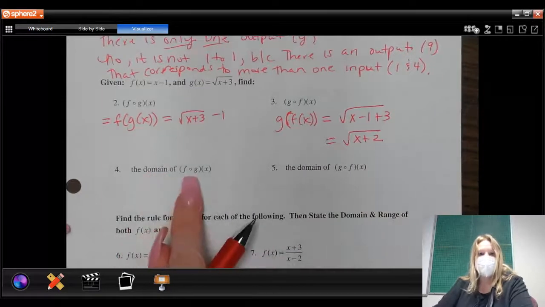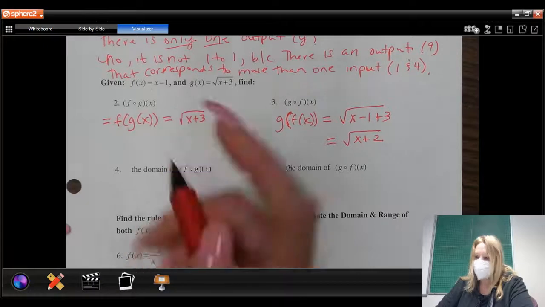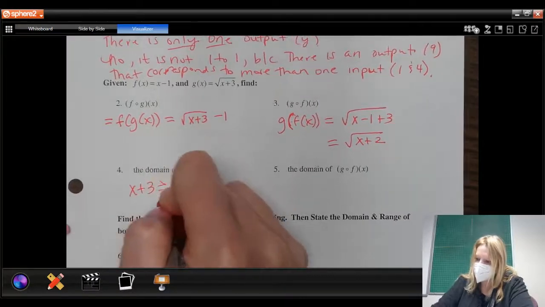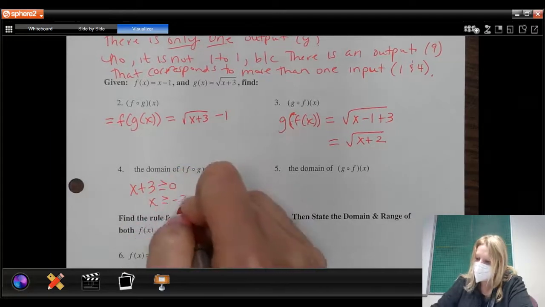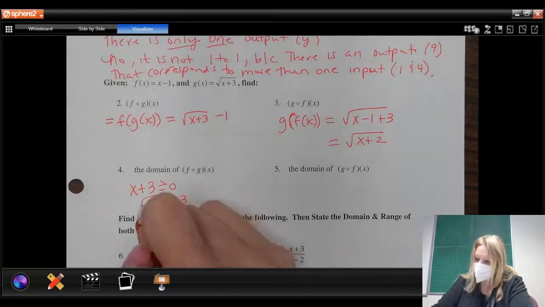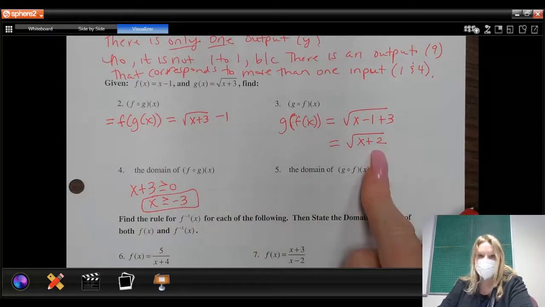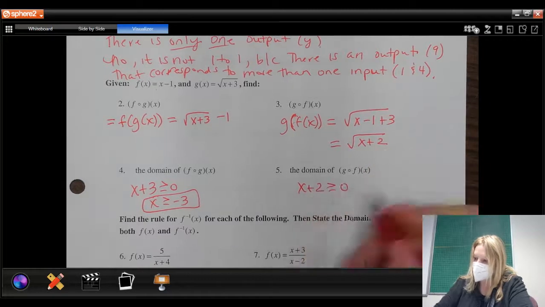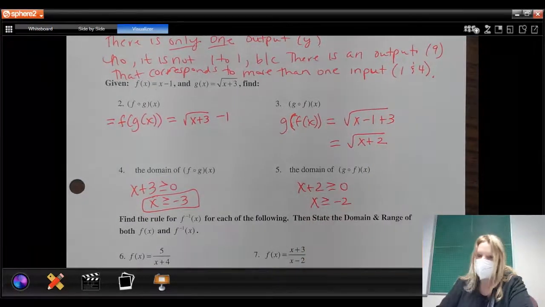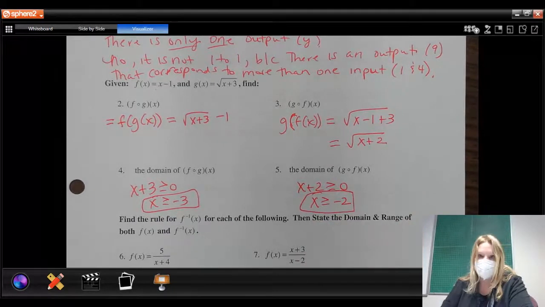Okay, the domain of f of g of x, so that's the domain of this thing. As soon as I see square root, remember I'm going to set what's underneath the square root greater than or equal to 0. x is then greater than or equal to -3. Here, again, square root. I'm going to set this greater than or equal to 0, which means x is greater than or equal to -2.